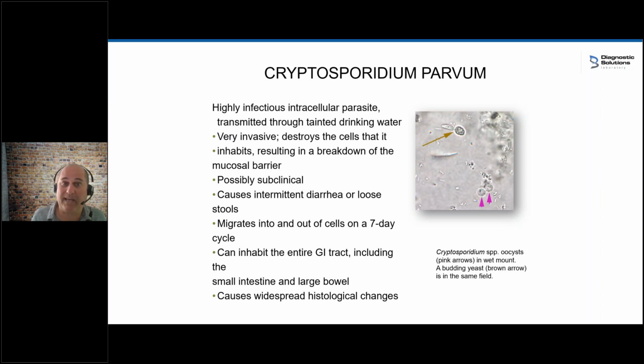Most people get it through bad food or bad water. It's a nasty little bug, right? It gets into the cells, and then it kind of chews up the cell and breaks down the cell that it's in. And then again, it goes in and out of the cells in a migrating cycle.